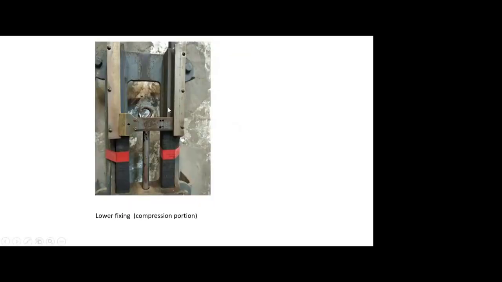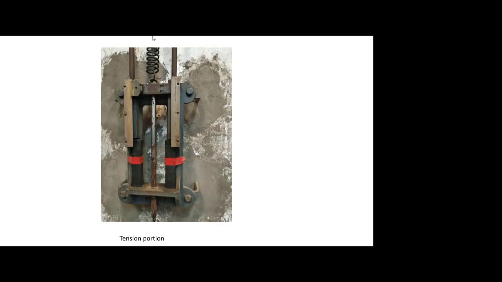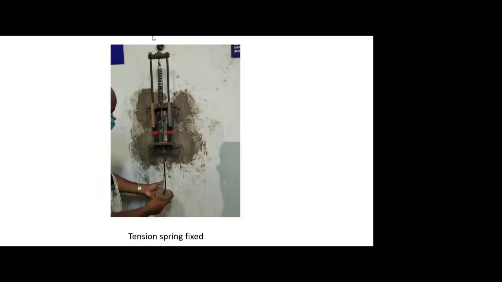So coming to the equipment. This is an enlarged view of the bottom portion of the machine, in which we fit the compression spring. A hook will be provided on the top that is used for fitting the tension spring. See here, the tension spring is fitted on the top.